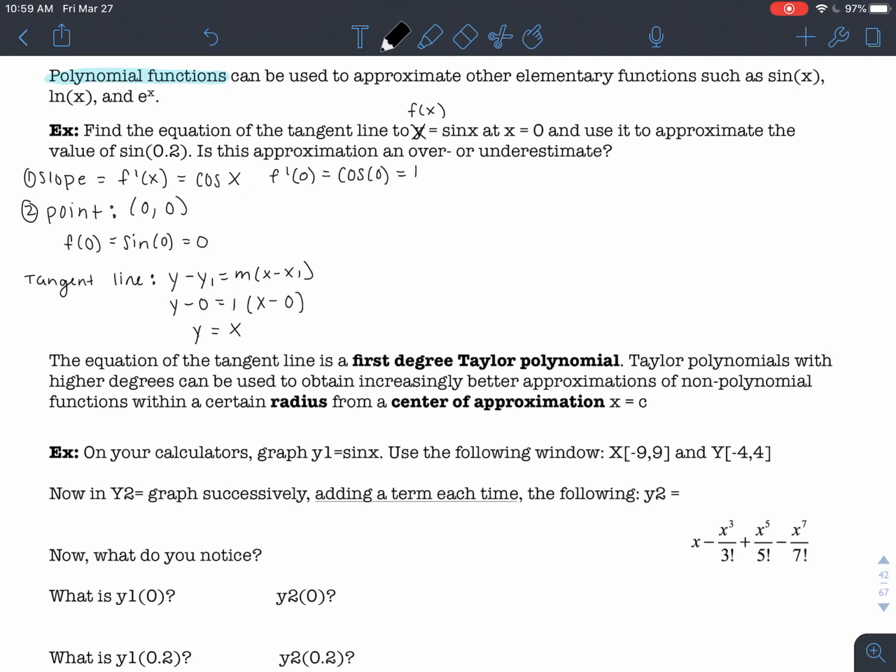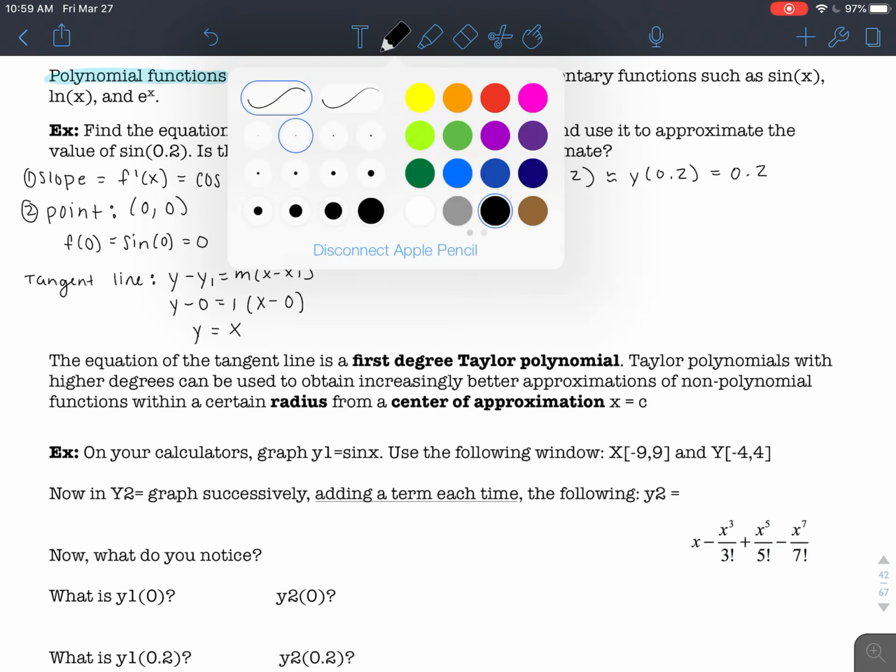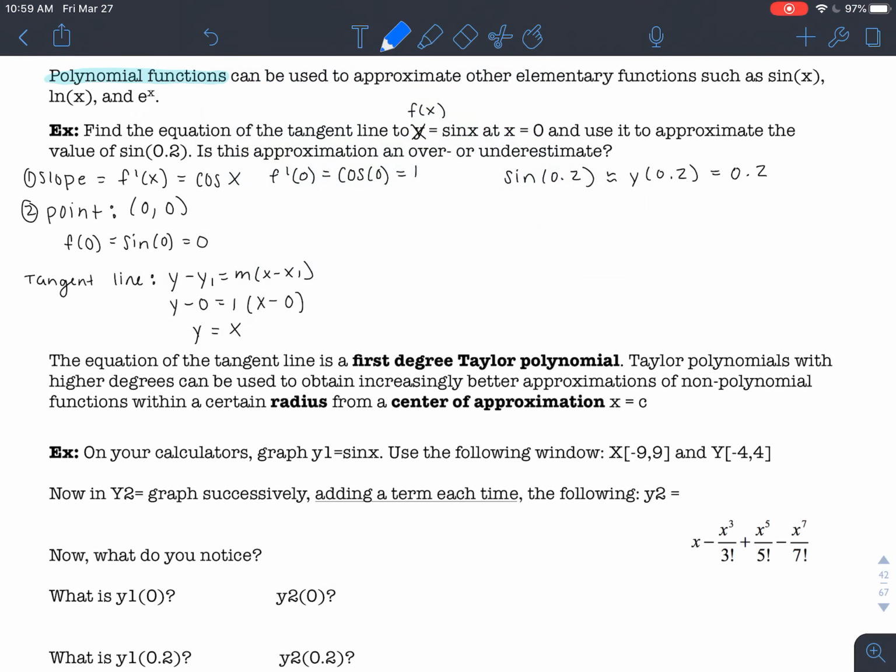So the second part of this question is we're going to use this to approximate the value of sine of 0.2. So 0.2 is not far away from x equaling 0, so this is not an unreasonable approximation, right? So our sine of 0.2 is going to be approximately equal to our tangent line evaluated at 0.2. But since our tangent line is just y equals x, we can say that sine of 0.2 is approximately 0.2.